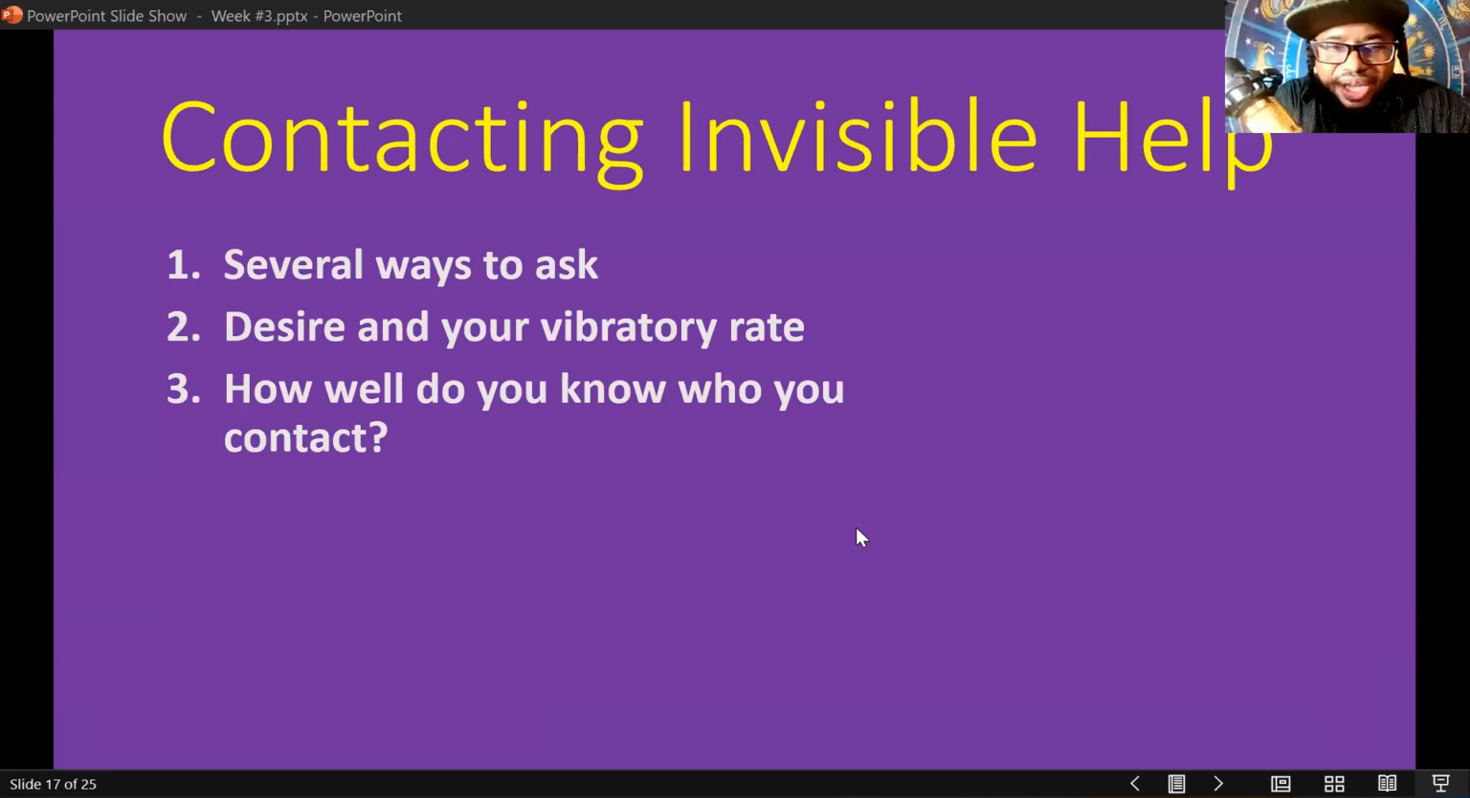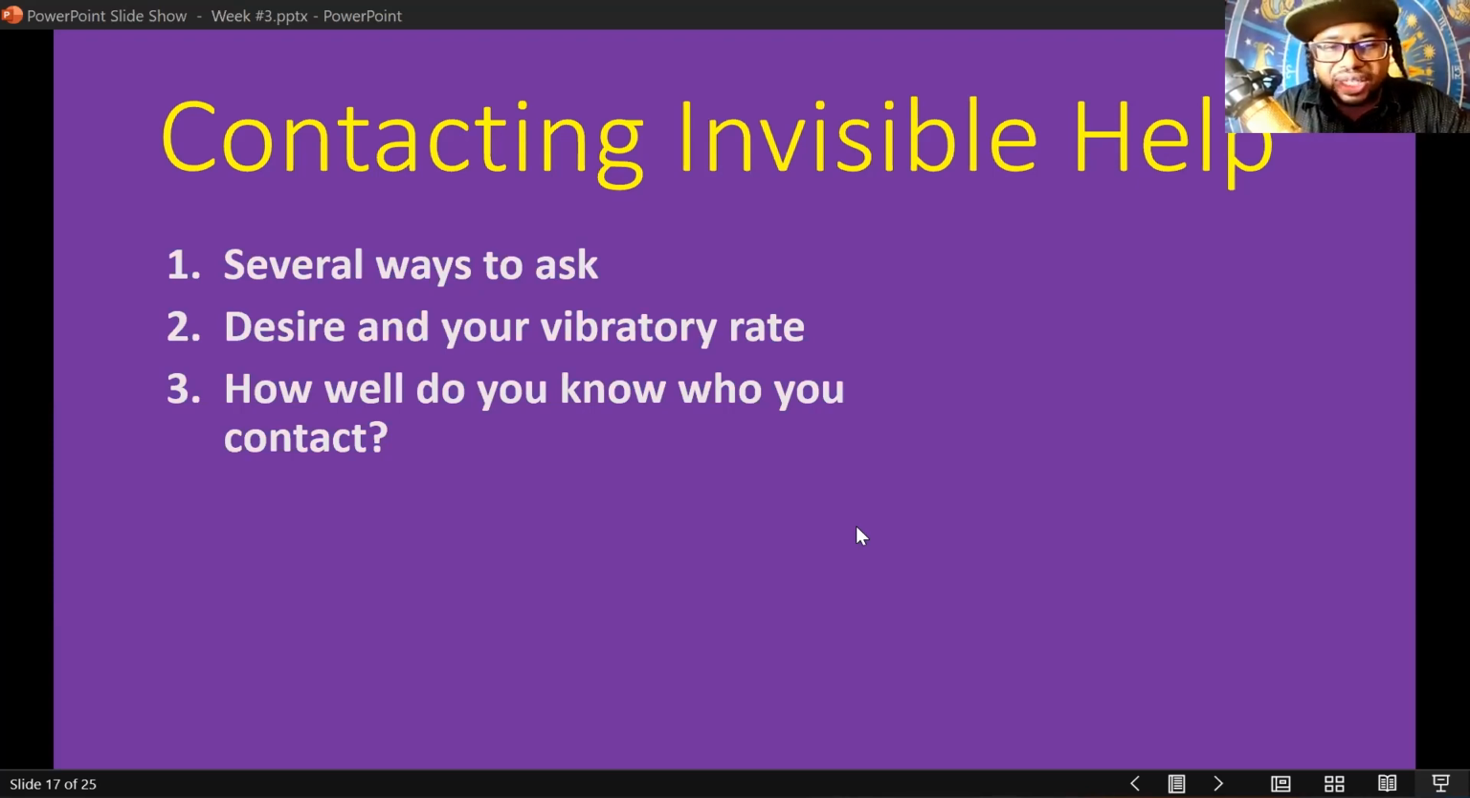Contacting invisible help. Now, in contacting invisible help, you want to go first. I say after everything I say here, you want to go back and read the handout. We have a particular handout on contacting invisible help. We learned the other week that the way we communicate when we are on the astral plane is through our vibrations. And based on the quality of our vibration, that determines the quality of the energy that we contact. We learned about feeling ESP and intellectual ESP.